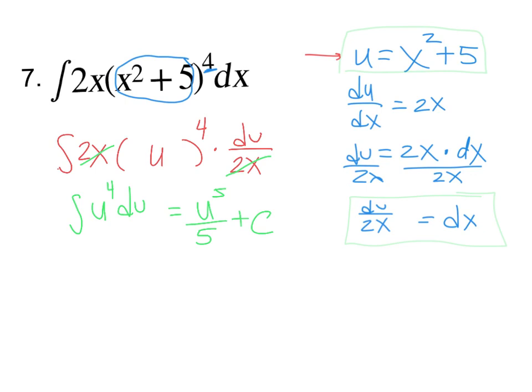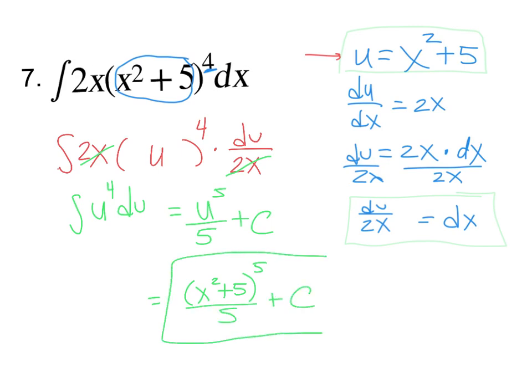And then lastly, we're going to replace our u back in. So what does u equal? x squared plus 5 to the 5th all over 5 plus c. And we are done. Now, if you want to check your answer, you can take the derivative.